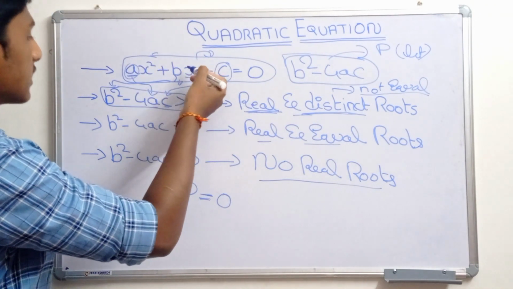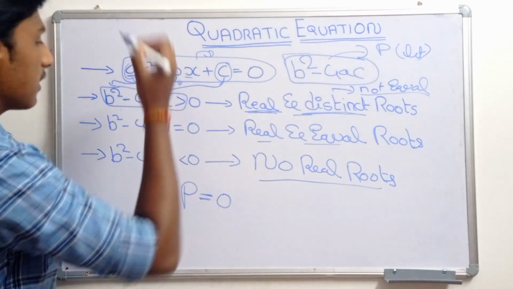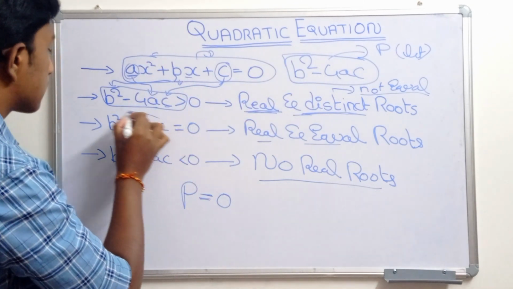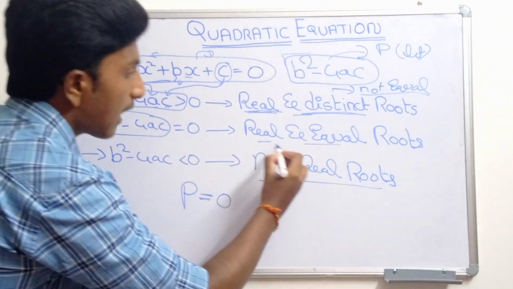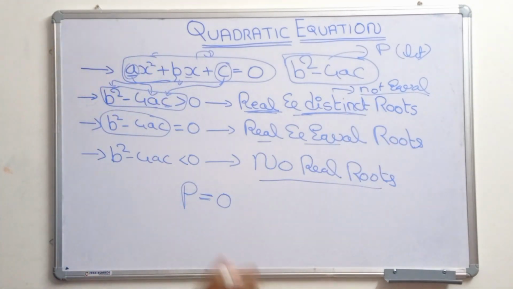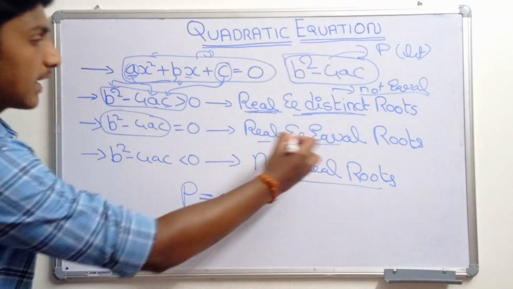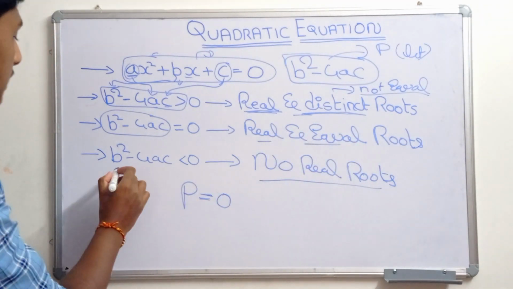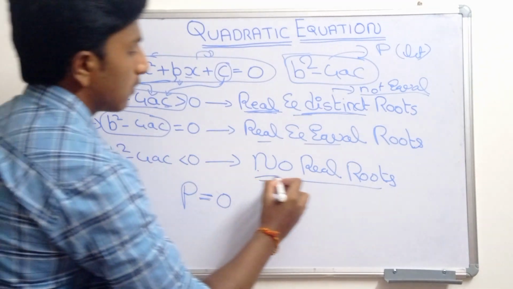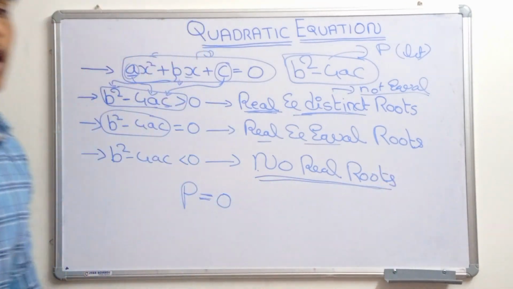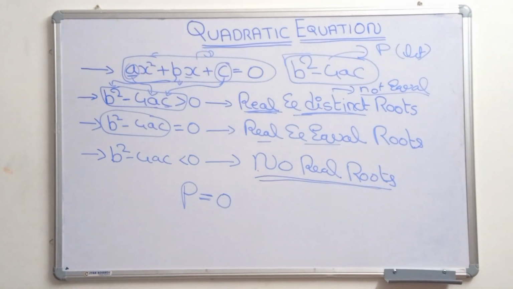values or these coefficients in this particular formula, if the solution or the value we get here is equal to 0, it means real and equal roots. Guys, is it clear? We get real and equal roots. And moving to the next one, if b square minus 4ac is less than 0, there are no real roots. All roots are imaginary when we mark it on the number line.